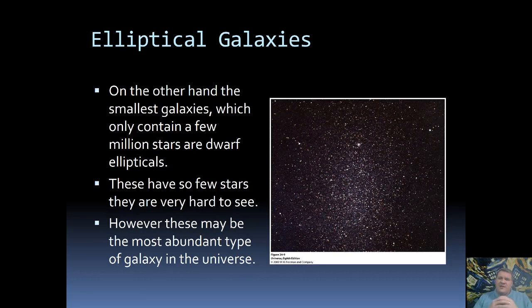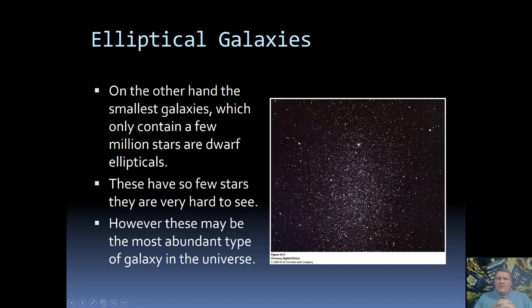On the other extreme, the very smallest types of galaxies that we find are the dwarf elliptical galaxies. Normally, when we talk about how many stars are in galaxies, particularly with spirals, we do it in the hundreds of billions. Okay, so our Milky Way galaxy has between 200 and 300 billion stars. These dwarf ellipticals, we count in millions. Okay, a few million stars.